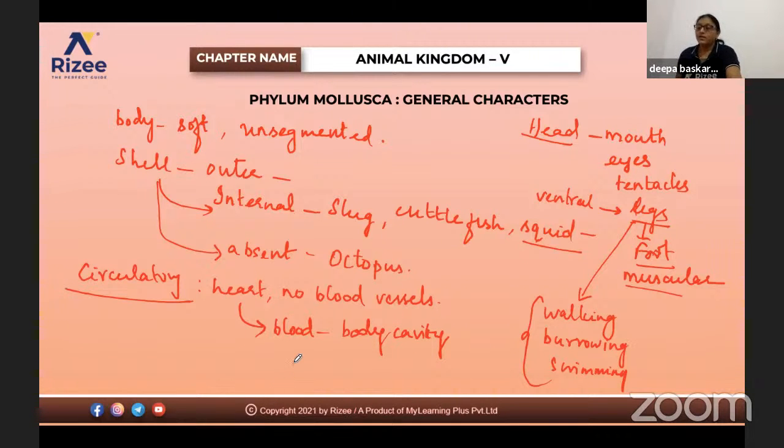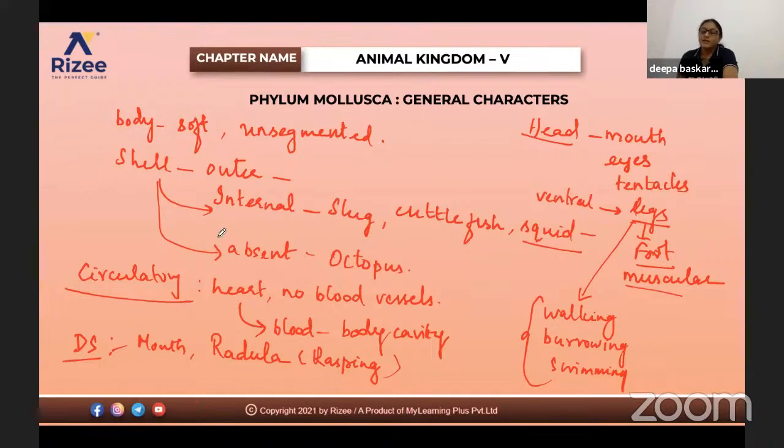Clear? Yes, let us come to the digestive system. Here the digestive system is complete, as I told. The mouth is present, and in the mouth a rasping radula is present. Rows of teeth are also present. You have to remember here about the radula. Radula is for grinding. Complete gut, and two openings will be there, mouth and anus.